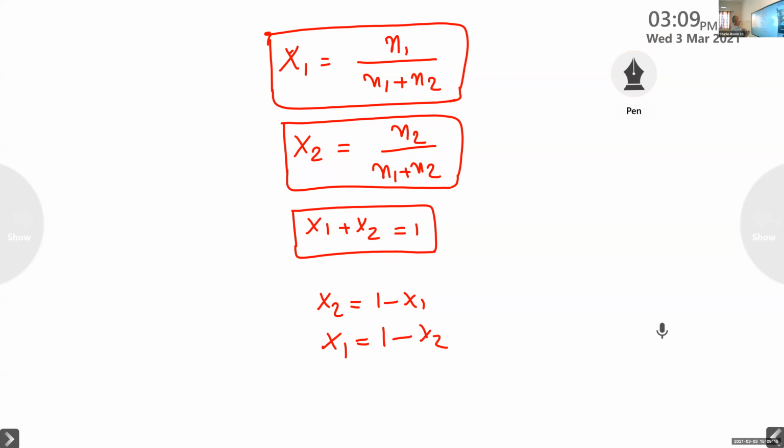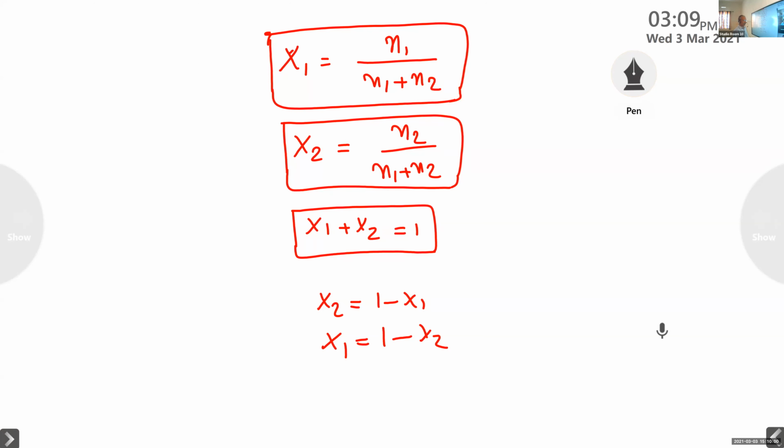x1 is equal to n1 by n1 plus n2. x2 is equal to n2 by n1 plus n2. And the third equation, x1 plus x2 is equal to 1. So, to solve the problems, we have to meet one more problem here. That is, how to calculate the number of moles. You need not be given the number of moles directly. You may be given only the masses of the two components, and then you will be asked to calculate the mole fractions.